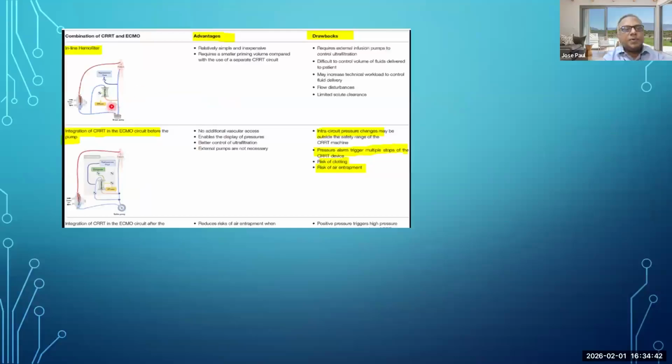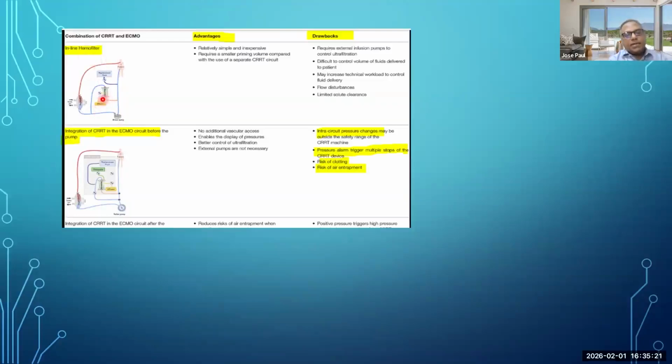Now this is an inline hemofilter, and sorry for the short diagrams. So this is a patient's body. The blood is taken. This is primarily the ECMO circuit. So the blood is taken from the patient's body, it goes into the centrifugal pump, then it goes into the oxygenator, and returns back into the patient. This is an inline hemofilter. So after the pump, the blood is taken from the ECMO circuit, goes into the hemofilter, then the fluid is removed and the blood is returned back into the patient. So this is an inline hemofilter. Technically, very easy.